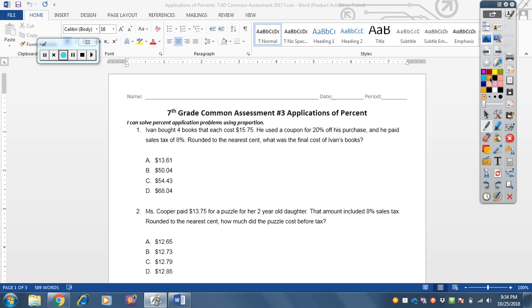Okay, make sure if you're working this again to get credit that you have everything written down that I have written down. So it says Ivan bought 4 books, everything in red. 4 books that each cost $15.75. He used a coupon for 20% off his purchase, and he paid sales tax of 8%. What was the final cost of Ivan's books?